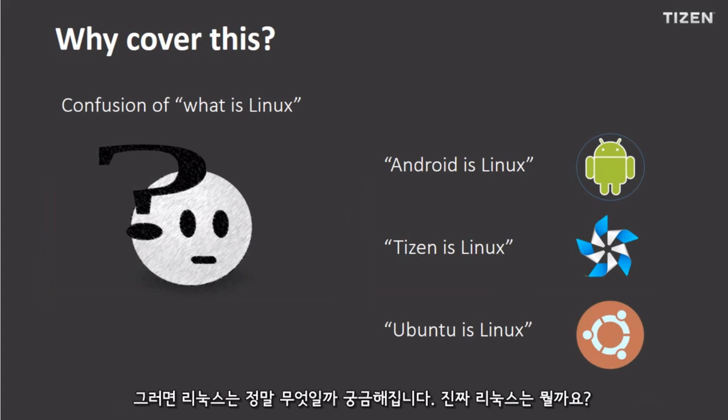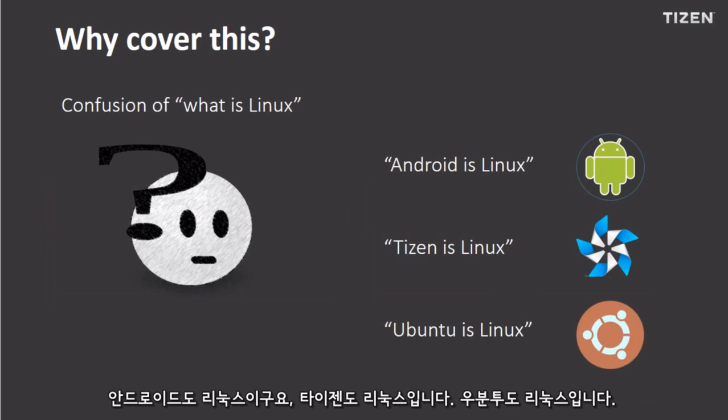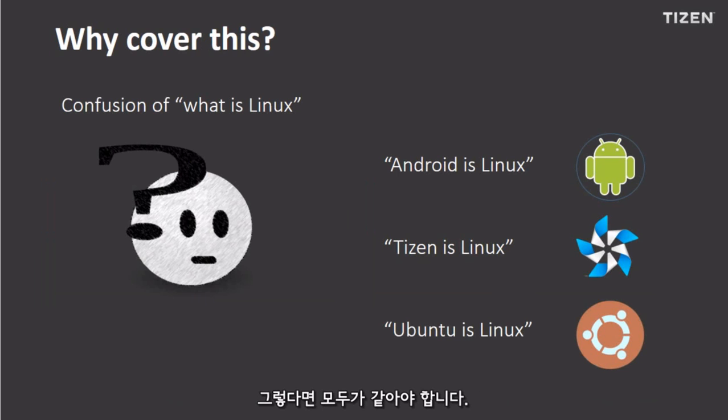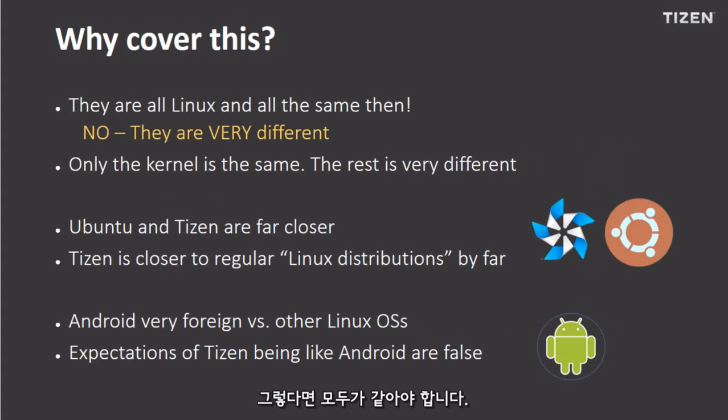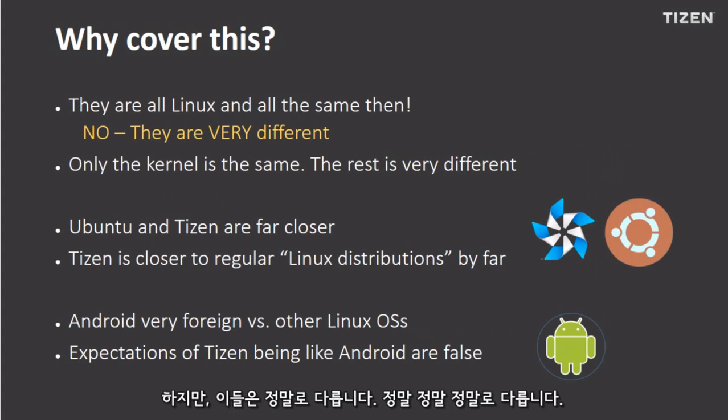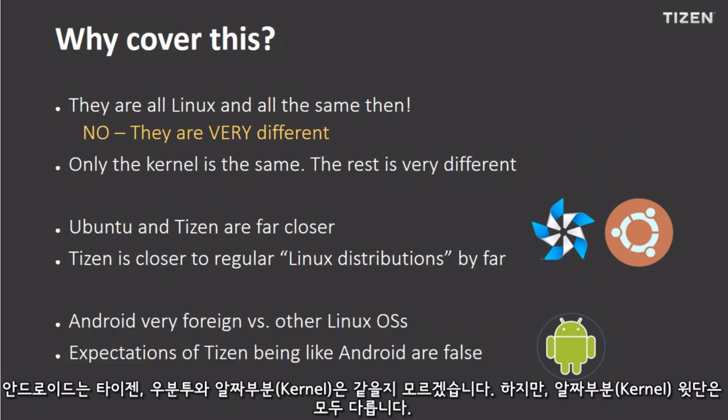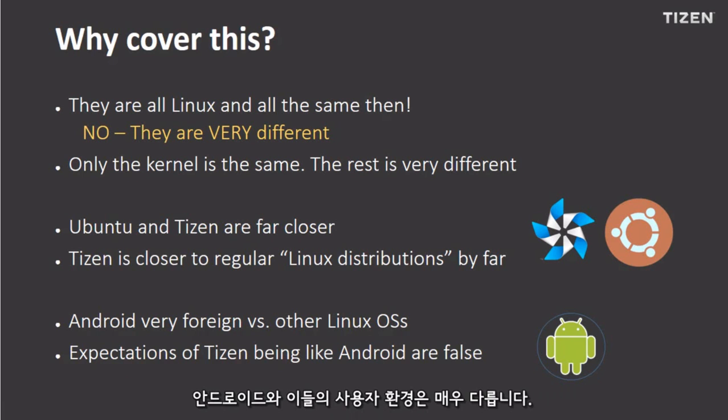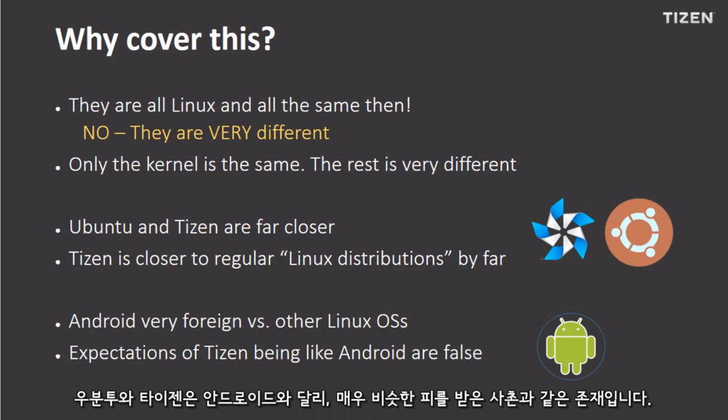So there is often a lot of confusion as to what Linux really is. A lot of people will say Android is Linux, Tizen is Linux, Ubuntu is all Linux, and thus they must all obviously be the same. In fact, they are not the same. They are very, very, very different. For example, in Android, the kernel might be the same or very similar to the same one that comes in both Tizen and Ubuntu. But everything above the kernel is very much different. It's a very different user space. Ubuntu and Tizen are in fact much closer cousins than either are to Android.